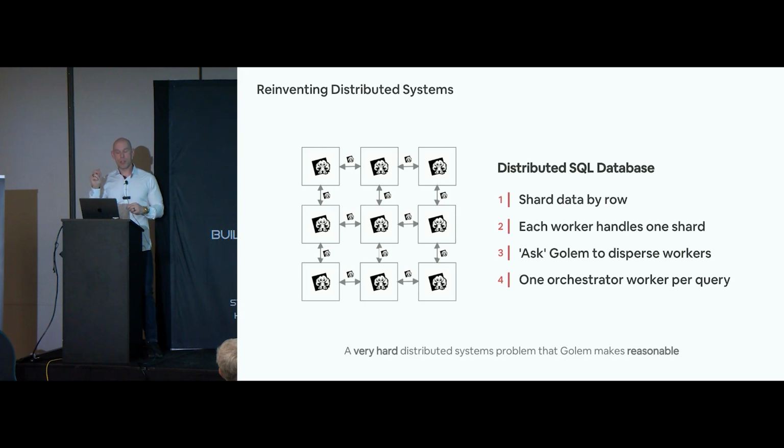We ask Golem, this is not a feature we support now. It's a feature we know we need to support, but we ask Golem to keep those workers far away from each other in the Golem cluster. Why? Because if one node in the Golem cluster goes down, we don't want it to take down too many shards. So we want to disperse that. We want non-locality.